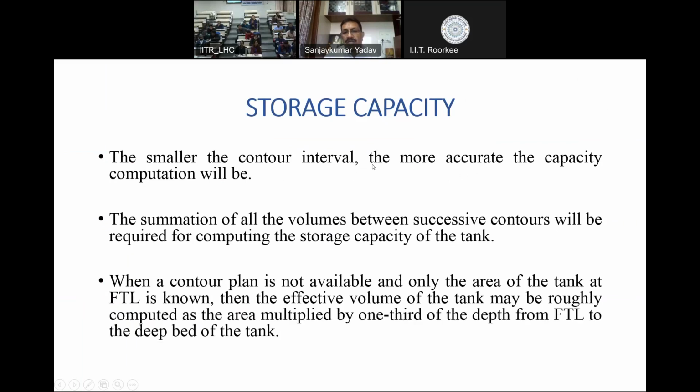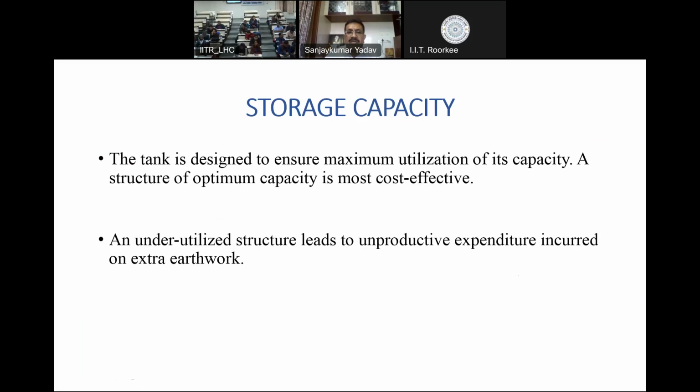The smaller the contour interval, the more accurate the capacity computation will be. The summation of all the volumes between successive contours will be required for computing the storage capacity of the tank. When a contour plan is not available and only the area of the tank at full tank level is known, the effective volume of the tank may be roughly computed as the area multiplied by 1/3 of the depth from full tank level to the deep bed of the tank.